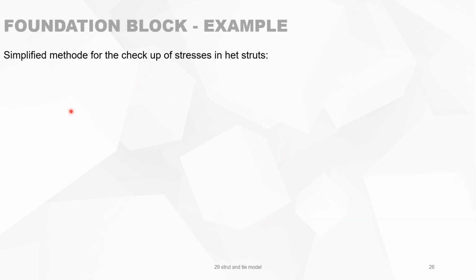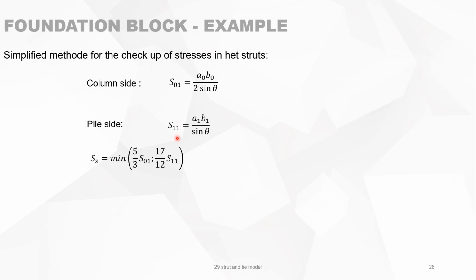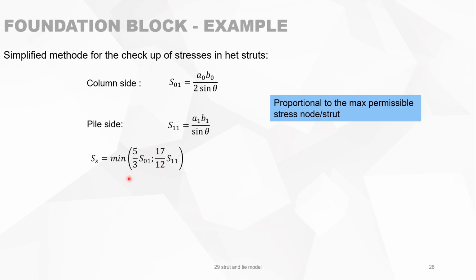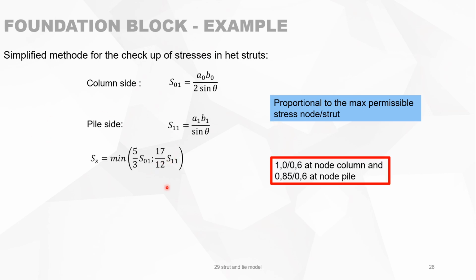And the simplified method for the checkup of stresses in the struts is easy. At a column side, there is a surface which is A0, B0 divided by 2 sinus theta. At the pile side, this is the surface at the pile side. And what we will do is the surface where we will check the compressive stress in the strut is the minimum of those 2 values. And those 2 values are just proportional to the maximum permissible stress in node and strut. That's where this is coming from.